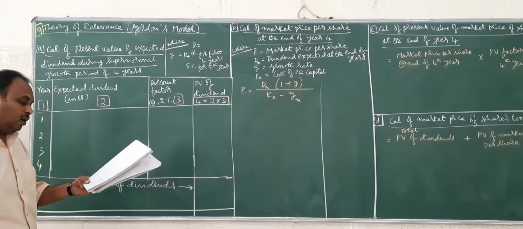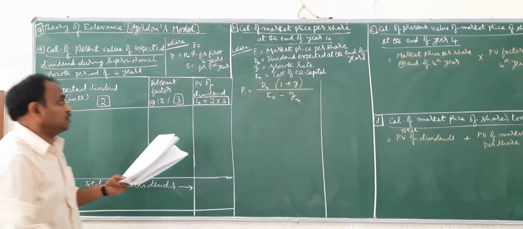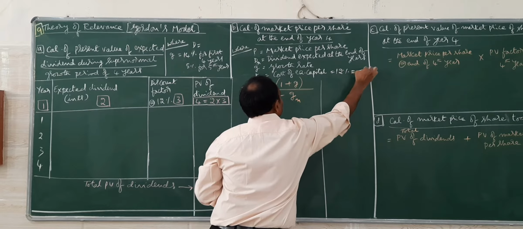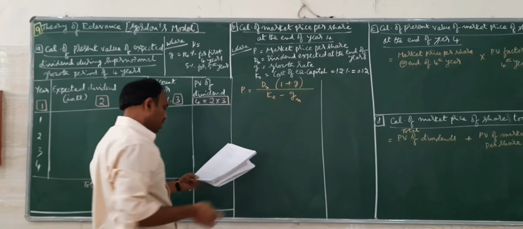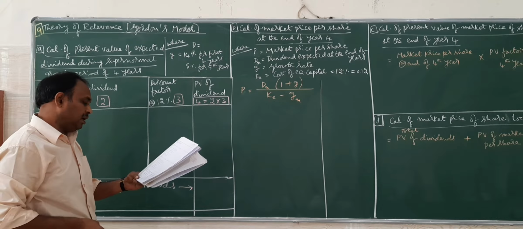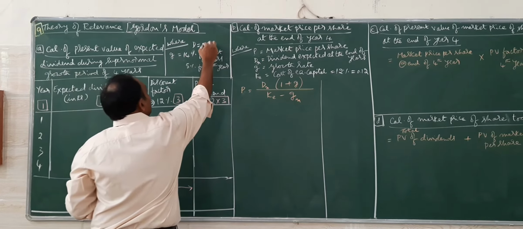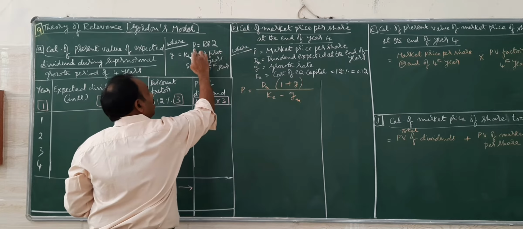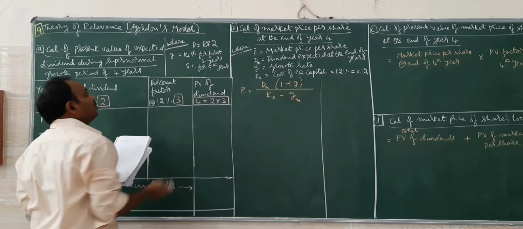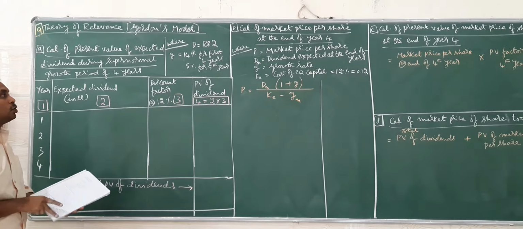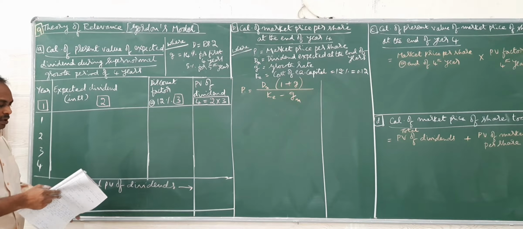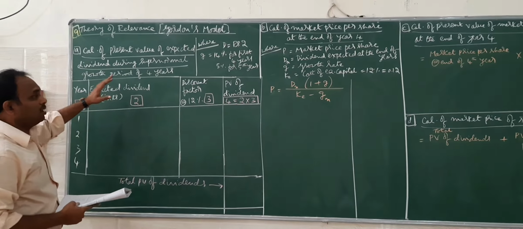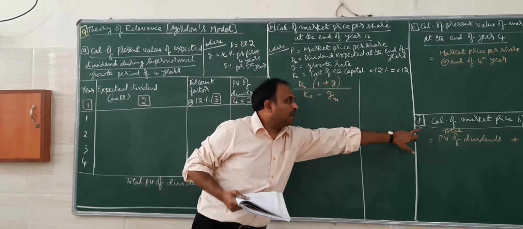The required rate of return on equity shares is 12%. Cost of capital is 12%, that is KE. Assume that the company paid a dividend of ₹2. D is ₹2, the dividend expected at the end of a year, or just D is the dividend paid. So here it is ₹2. So this is what the problem has given. With the help of this, we have to work out the market price per share today.